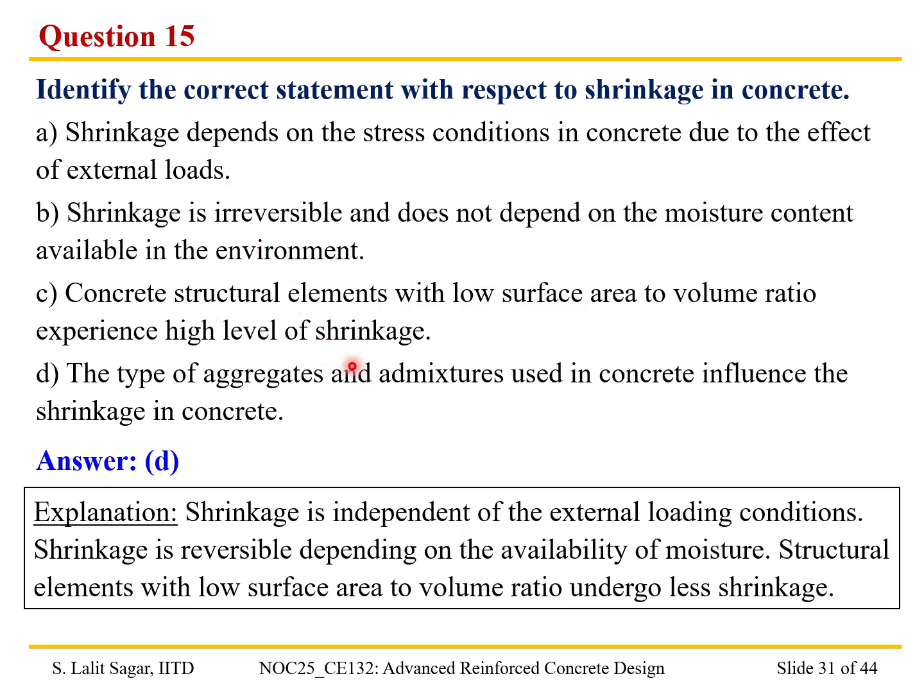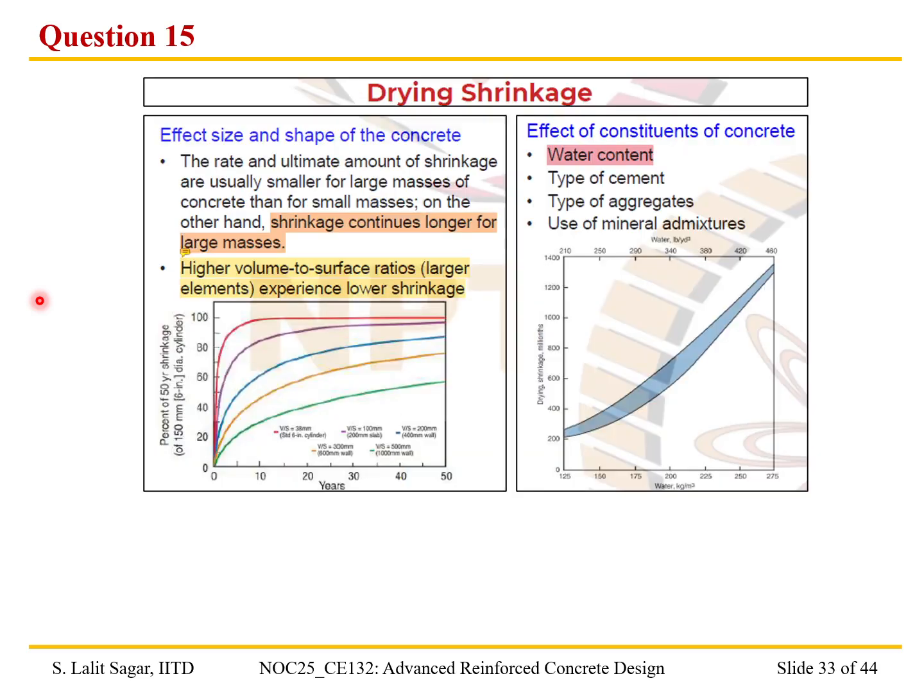And finally, the type of aggregates and admixture are responsible for the shrinkage within concrete. So this particular statement is correct. Option D is correct, whereas the statements A, B, and C are incorrect. So we'll move on to the next question.